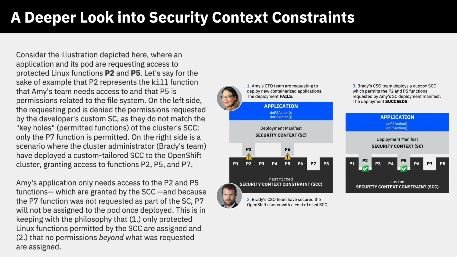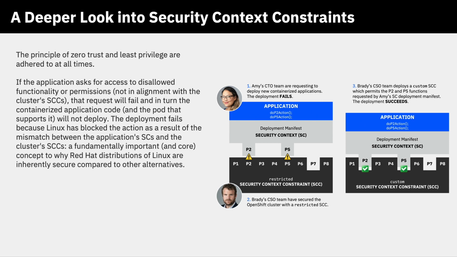On the right side is a scenario where the cluster administrator on Brady's team has deployed a custom tailored SCC to the OpenShift cluster, which grants access to functions P2, P5, and P7. Amy's application only needs access to the P2 and P5 functions, which are granted by the SCC, and because the P7 function was not requested as part of the SC from Amy, P7 will not be assigned to the pod once deployed. This is in keeping with the philosophy that only protected Linux functions permitted by the SCC be assigned to new pods, and that no permissions beyond what was requested are assigned either. The principle of zero trust and least privilege are adhered to at all times in this scenario.